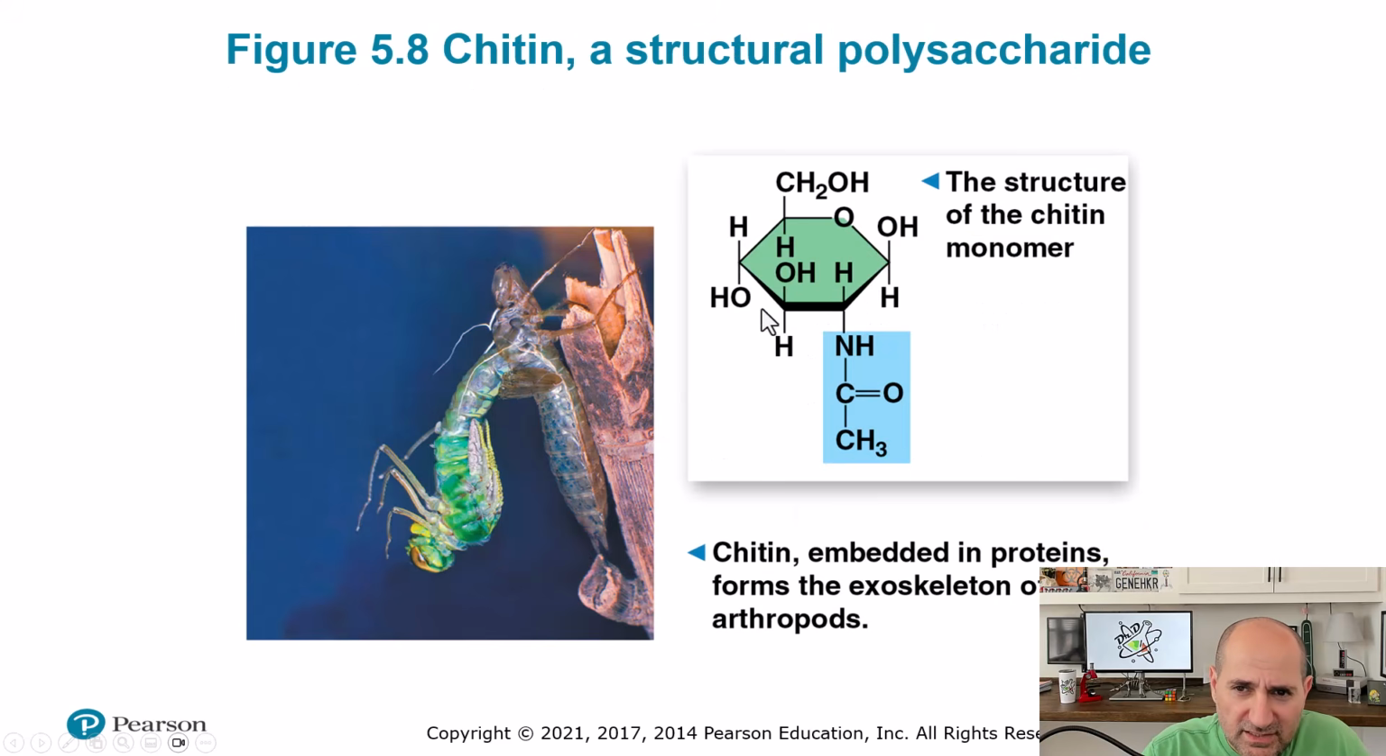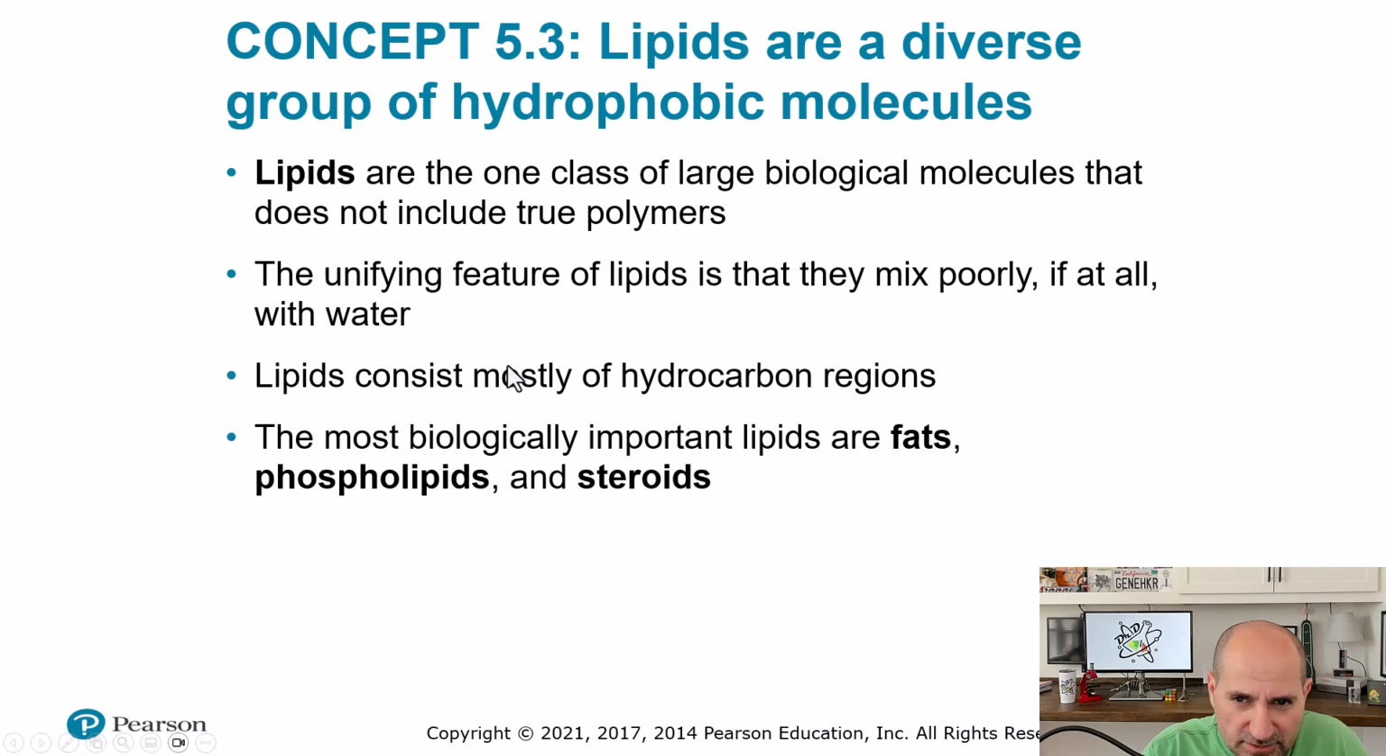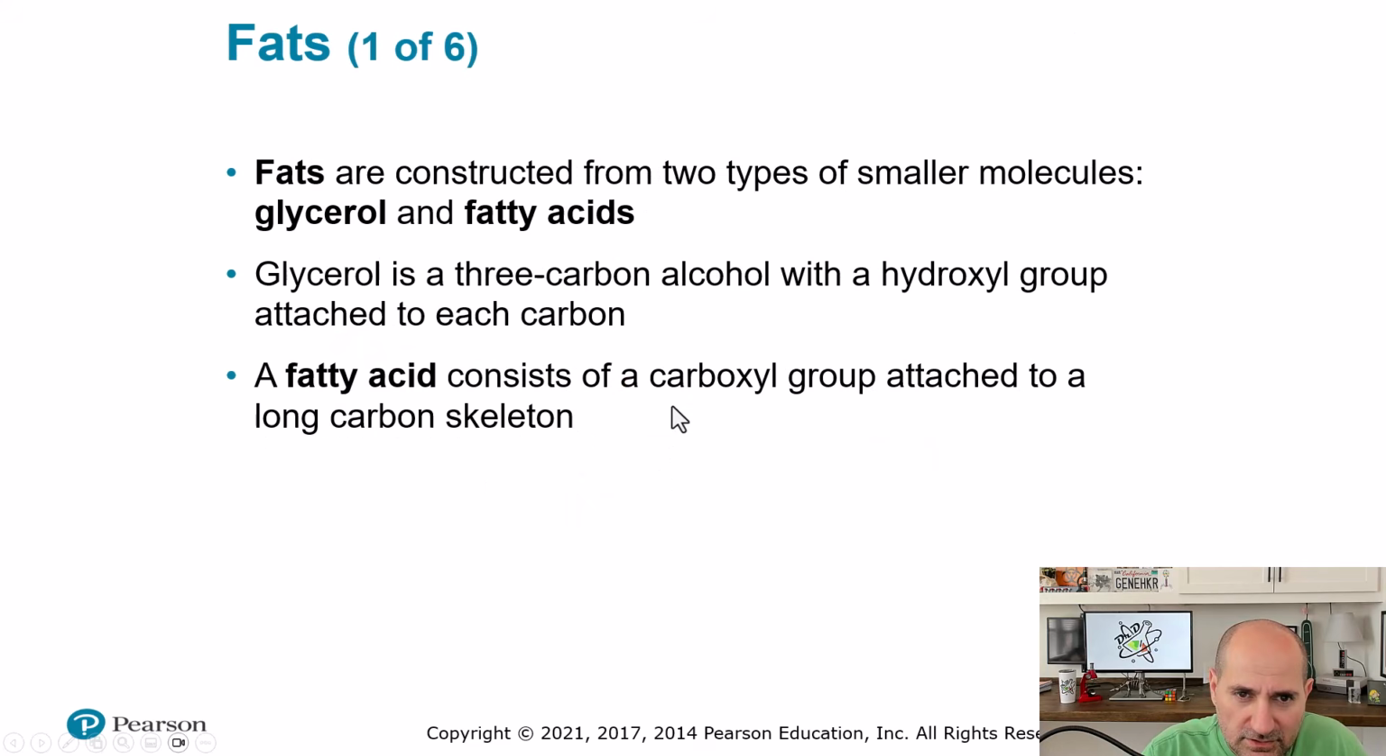You should know that chitin makes up the cell walls of different fungi, as well as the exoskeleton of insects. Okay, moving on to lipids. You should know that lipids are usually mainly hydrocarbons, and they mix poorly, if at all, with water. And then we talked about fats, phospholipids, and steroids.